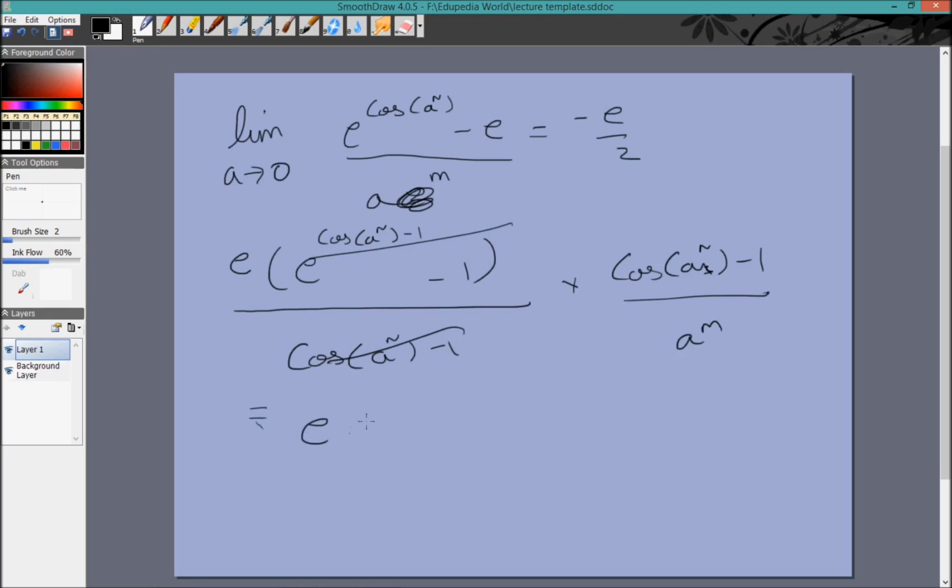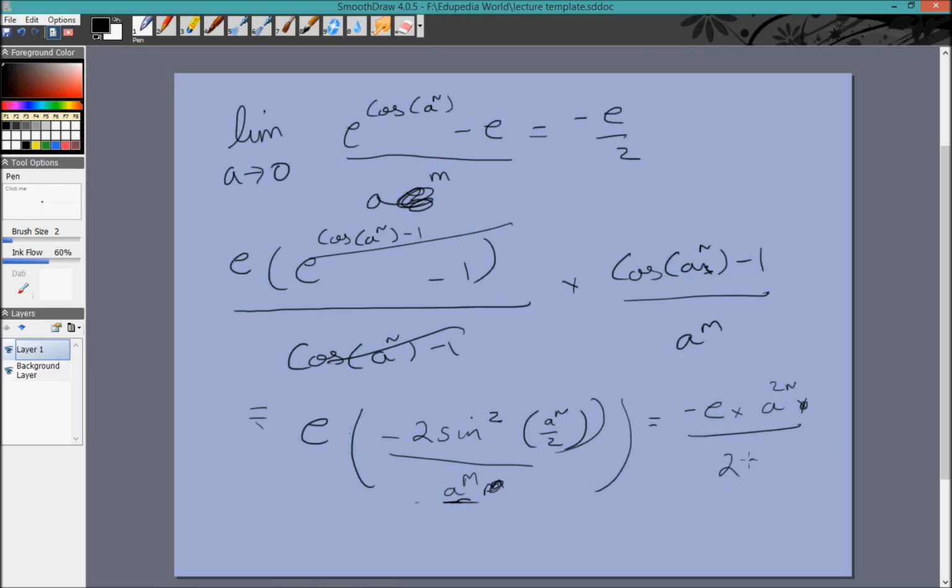So we get e times (cos a^n - 1), which I can write as -2 sin²(a^n/2), because that's the formula for cos 2θ, which is 1 - 2 sin²θ, divided by a^m. So this gives me -e times 2, and now this I can write as a^(2n)/4, because sin θ is equal to θ when θ goes to 0. So -e times a^(2n) divided by 2a^m.